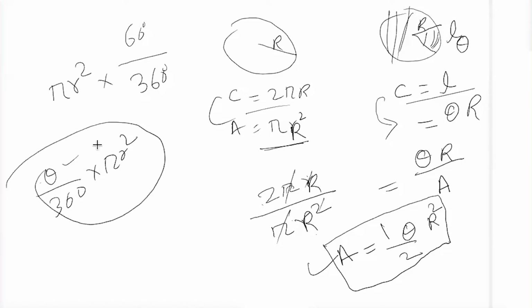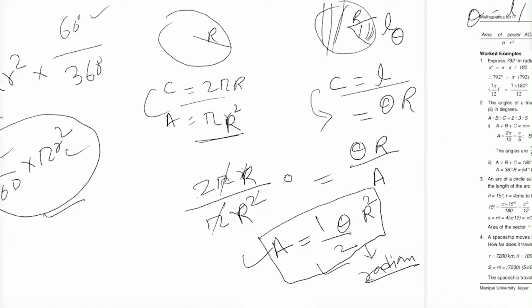If we know theta and r, we can use this one. Nothing is different. If you want to use degrees, you have to use this formula, because we are using degrees, and here you have to use theta in radians. That is the only difference. You have to use radians here, and we have to use degrees here.